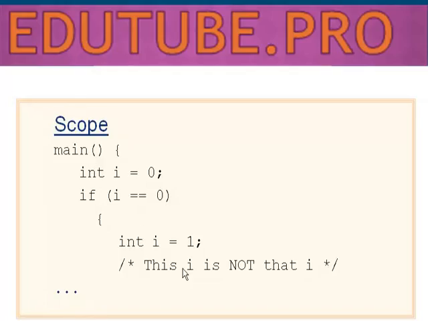So that's talking about scope and the scope of a variable and how long a variable exists and how long it keeps its value. Okay? So that's scope.